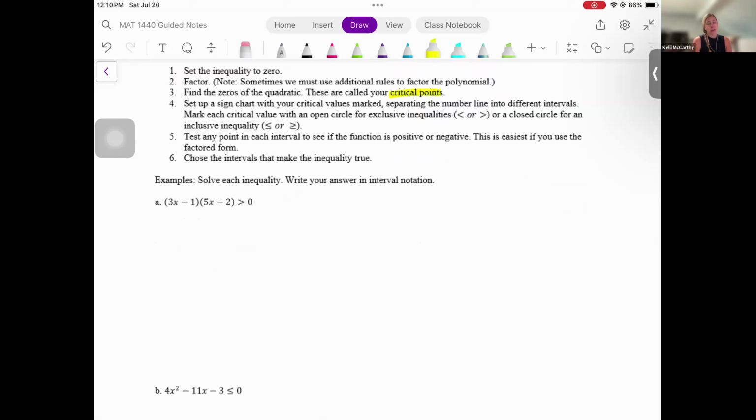So solve each inequality, write your answer in interval notation. We have the inequality 3x minus 1 times 5x minus 2 is greater than 0. So we've already set the inequality to 0. Step 1 is done. Step 2 would be to factor. This is already factored, so step 2 is done. The next point is to find our zeros, or the critical points. So our critical points are where each of those factors equals 0. So that's going to be positive 1/3 and positive 2/5. Again, if you need to set up those equations in the margin, go for it. You might feel very comfortable solving those equations in your head, though.